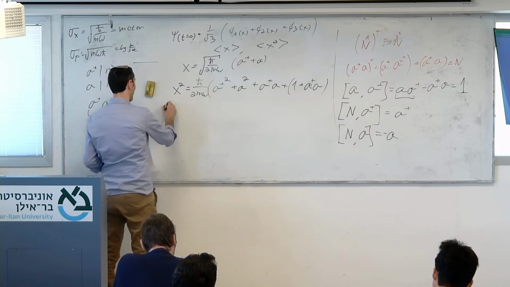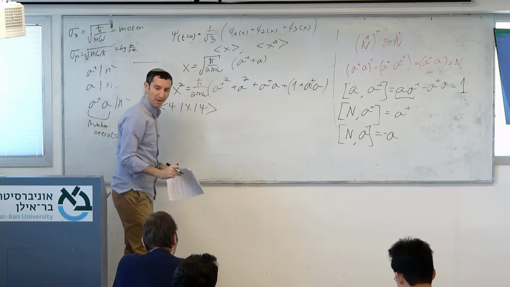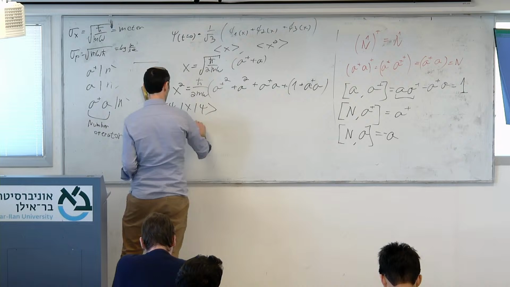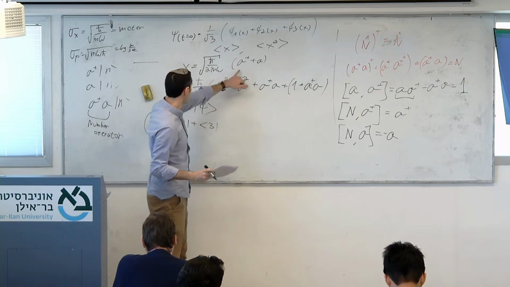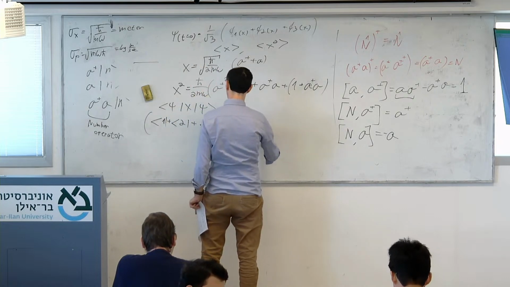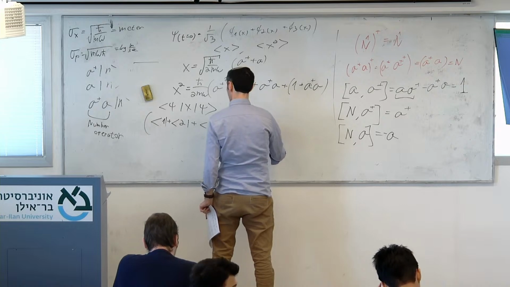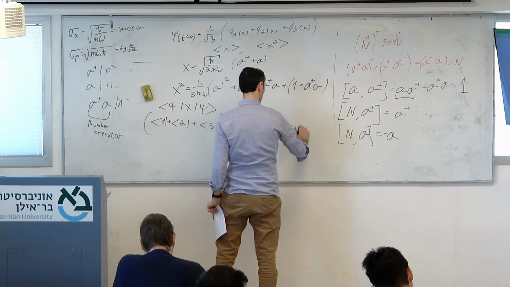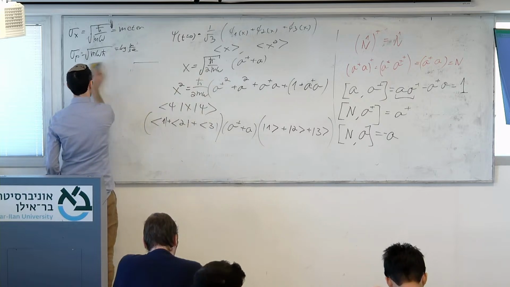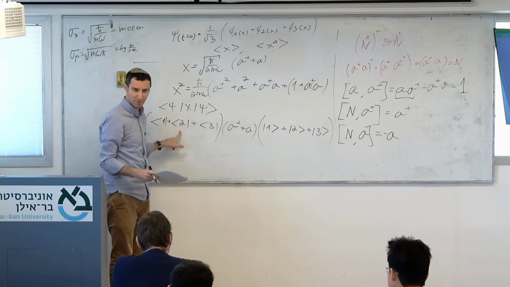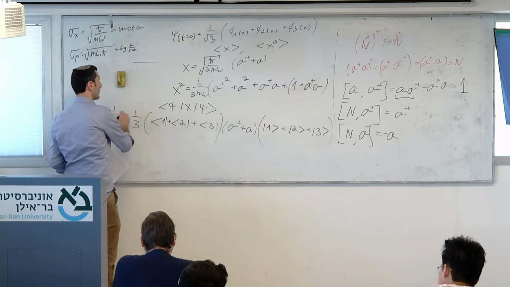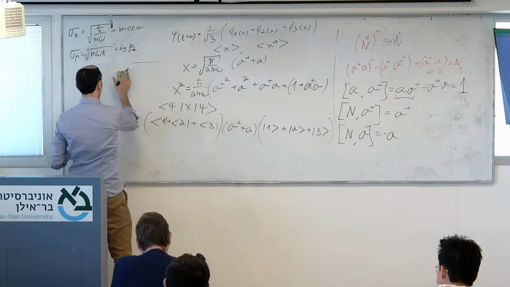Okay, now what I need to do is a sandwich. Psi, x, psi. And I already know what it's going to be. It's going to be 1 plus 2 plus 3, times, now I'm looking for x, right? So I'm going to use here A dagger plus A, times 1 plus 2 plus 3. I need to divide all this by 3 because this one has square root of 3 and this one has square root of 3. So altogether I have 1 over 3. And I also need to have it multiplied by square root of h bar over 2m omega.